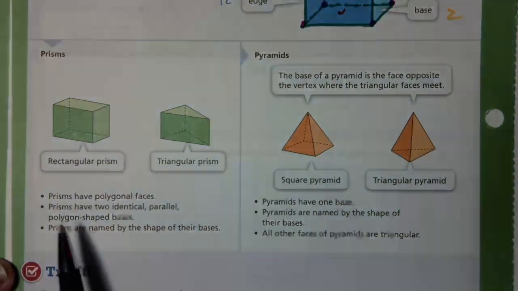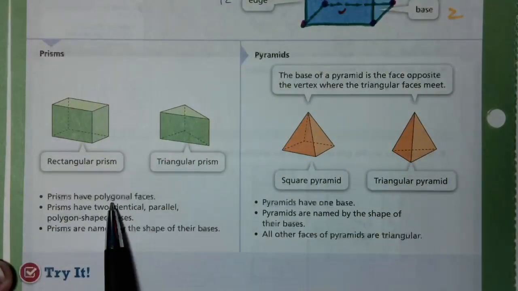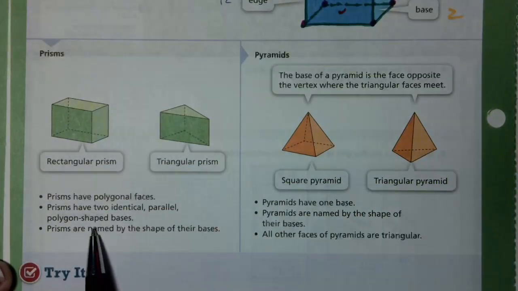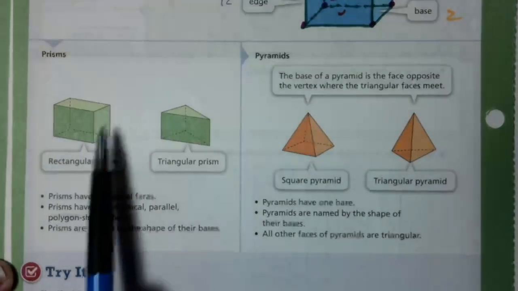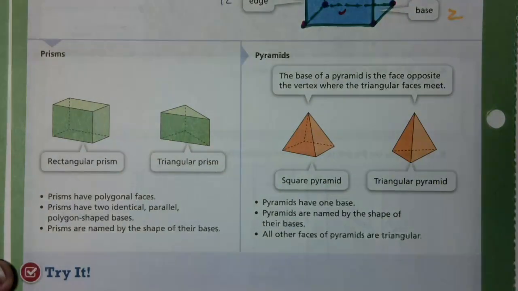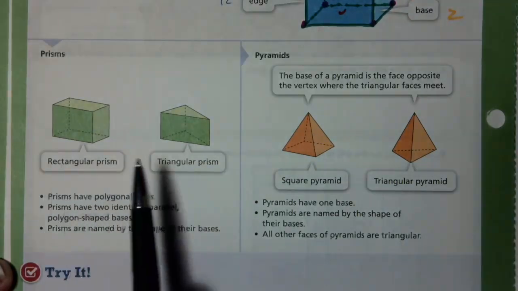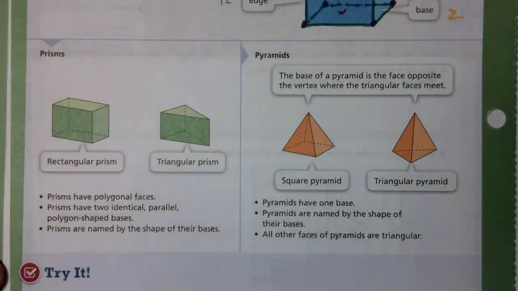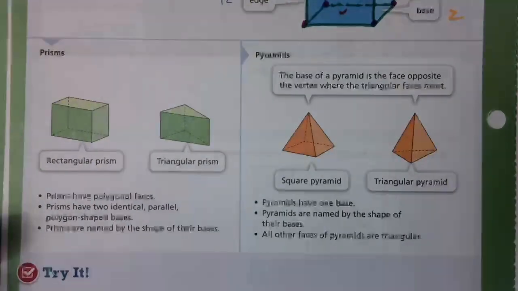Here's the definition. Prisms have polygonal faces. They have 2 identical parallel polygon-shaped bases. So this top and this bottom are parallel to each other. And prisms are named by the shape of their base. So this is a rectangular prism and this is a triangular prism. And all that means is they got straight sides, they look the same all the way down.